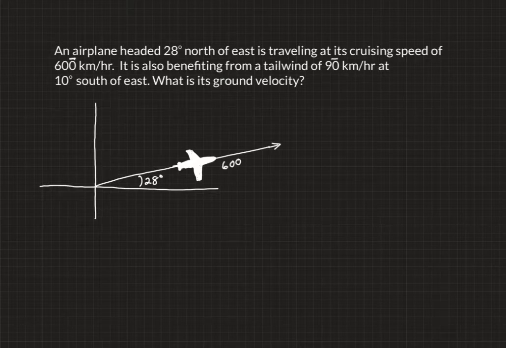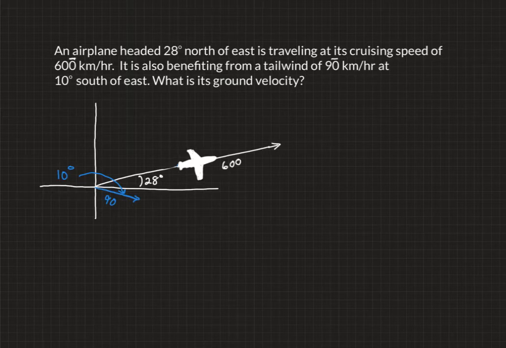All right, my first thought on this is that I would draw the tailwind here, hitting its tail, going kind of in the same direction. However, these are vectors, and as long as we preserve direction and magnitude, we can move them wherever we want. So I'm going to move this 10 degrees south of east and 90 kilometers per hour down here. So sticking in right there is my 10 degrees south of east. And that vector has a magnitude of 90 kilometers per hour.